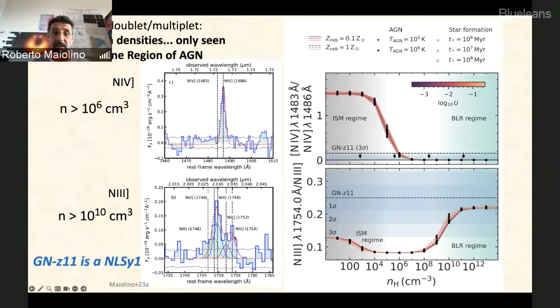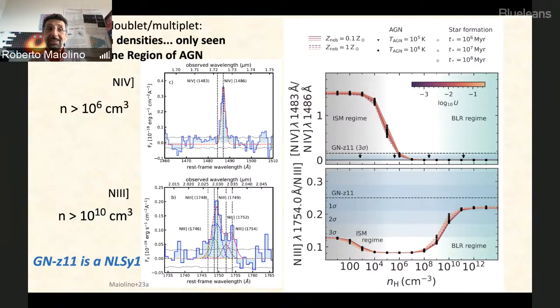Similarly, the reddest component of this nitrogen III] multiplet is so strong and has the highest critical density, about 10^10 particles per cubic centimeter, which indicates that the density of the gas must actually be higher than 10^10.